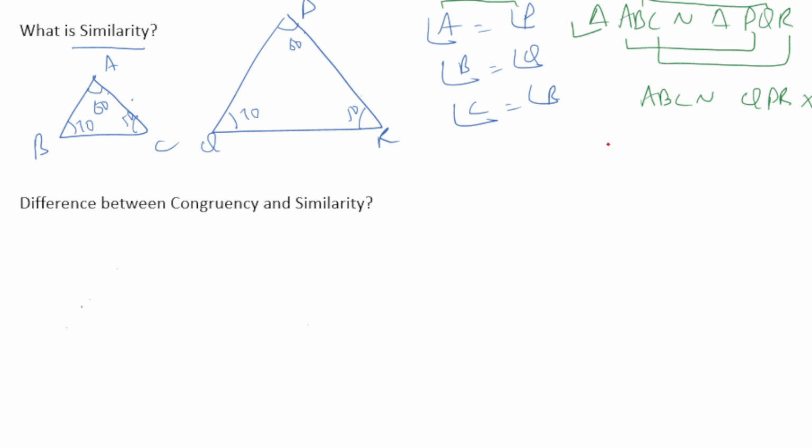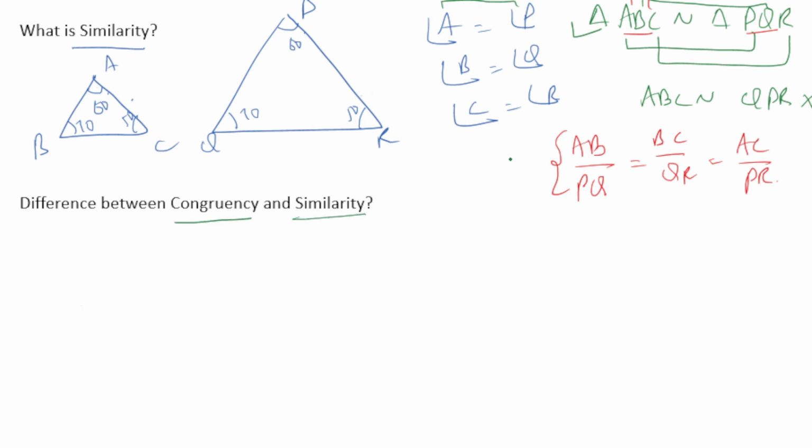If two triangles are similar, then the ratio of the corresponding sides is equal. That means AB divided by PQ, the first two alphabets, is equal to the second two alphabets, BC divided by QR, which is equal to AC divided by PR. So we have to write the correct order, or else you will get the corresponding ratios wrong.